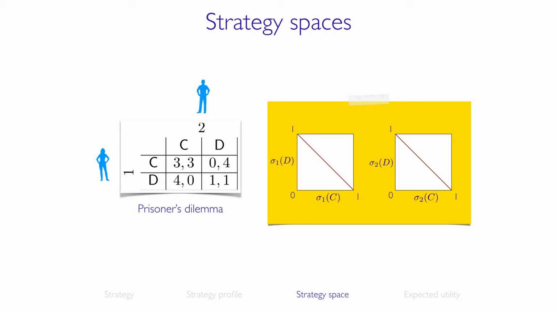Indeed, the sum of the two probabilities of one player must be 1, otherwise the strategy is not a probability distribution. Therefore, the strategy space of the players is the red line reported in the slide, also called, as said before, simplex.